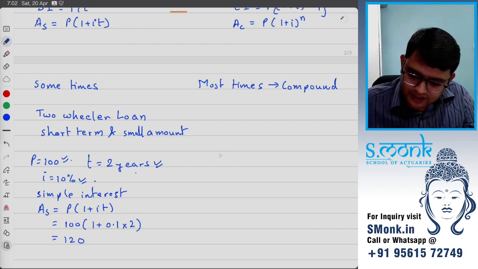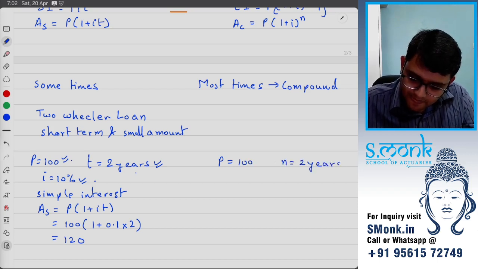But if the same scenario, I say principal is 100 rupees, time is 2 years, rate of interest is 10% compound.